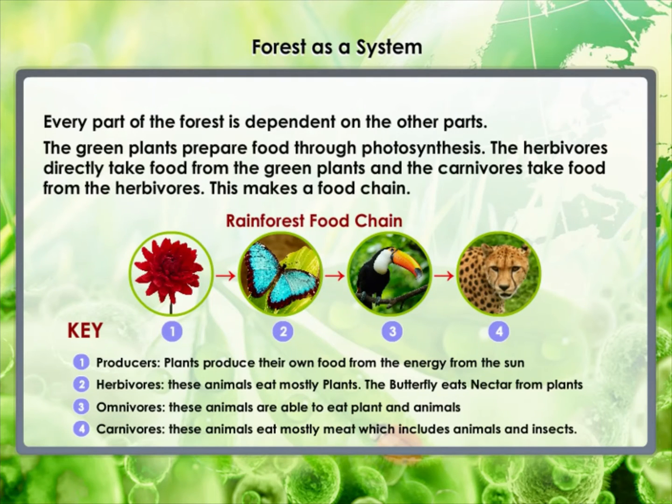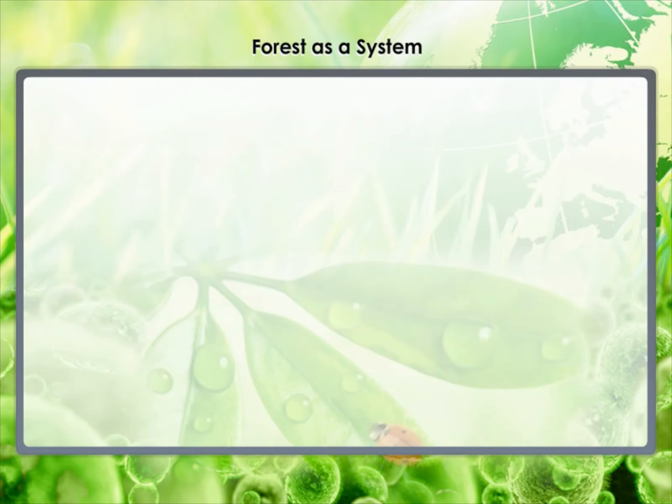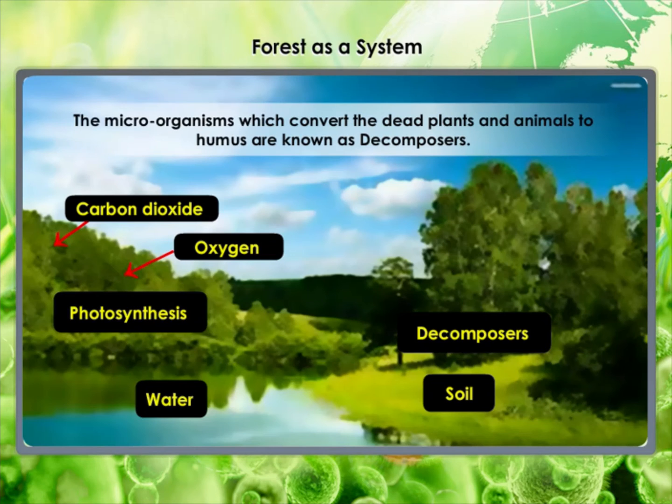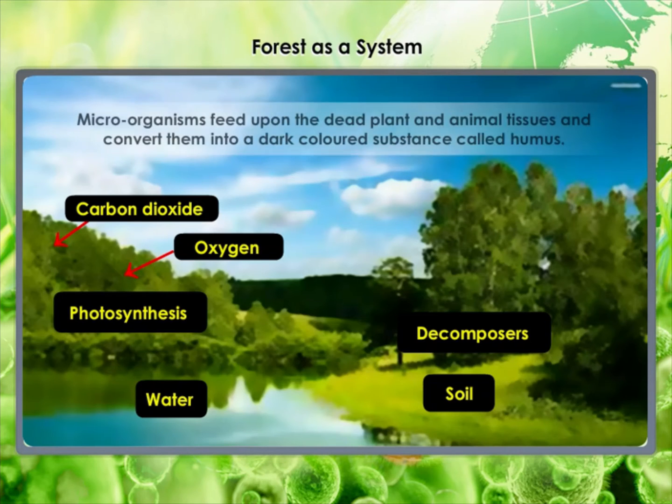The green plants prepare food through photosynthesis. The herbivores directly take food from the green plants, and the carnivores take food from the herbivores. This makes a food chain. The microorganisms which convert the dead plants and animals to humus are known as decomposers. Microorganisms feed upon the dead plant and animal tissues and convert them into dark-colored substance called humus.